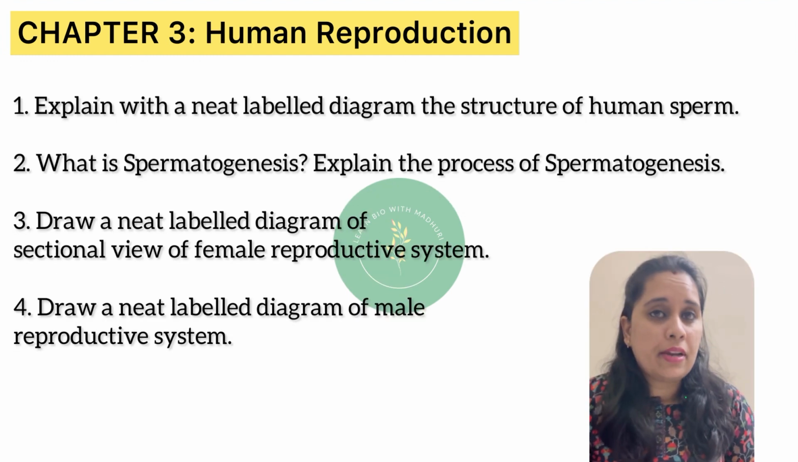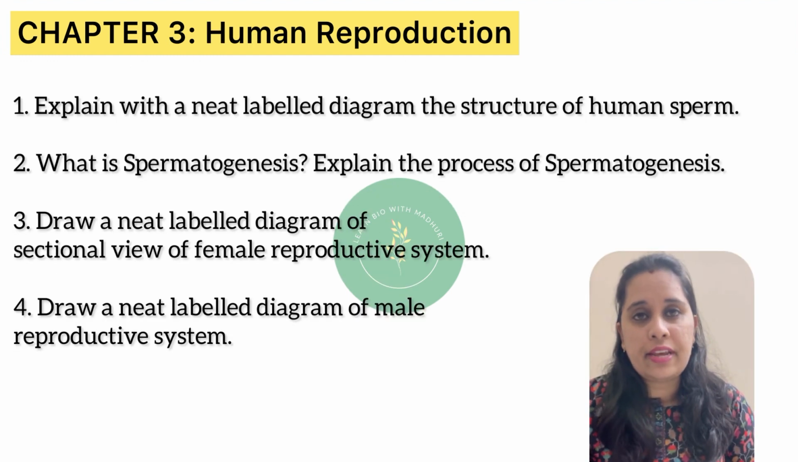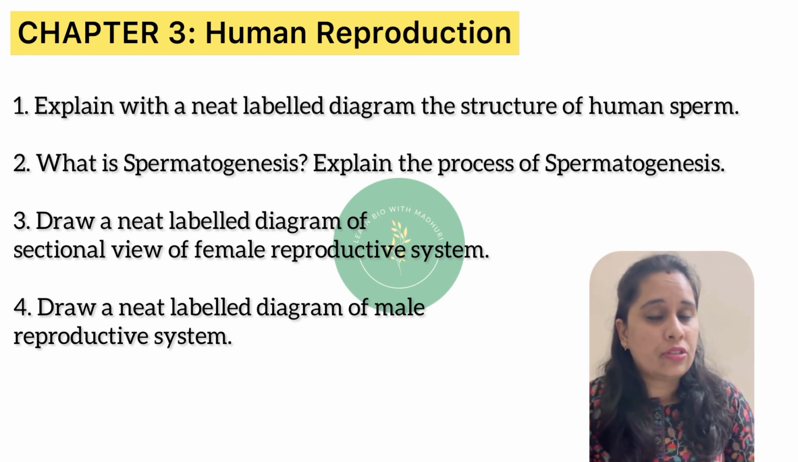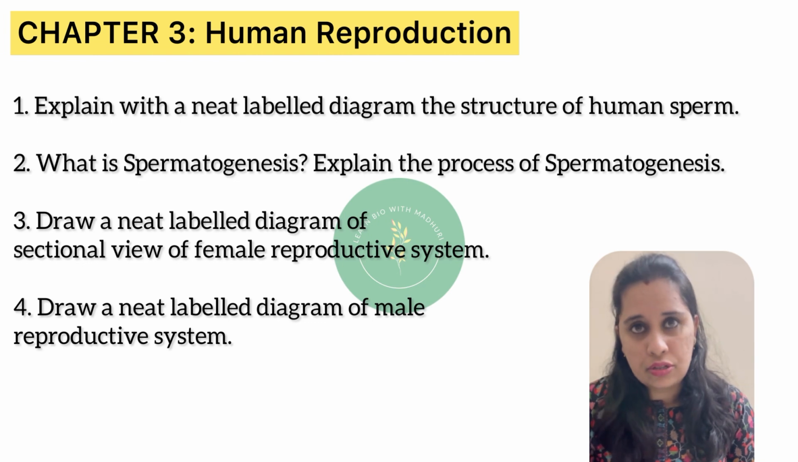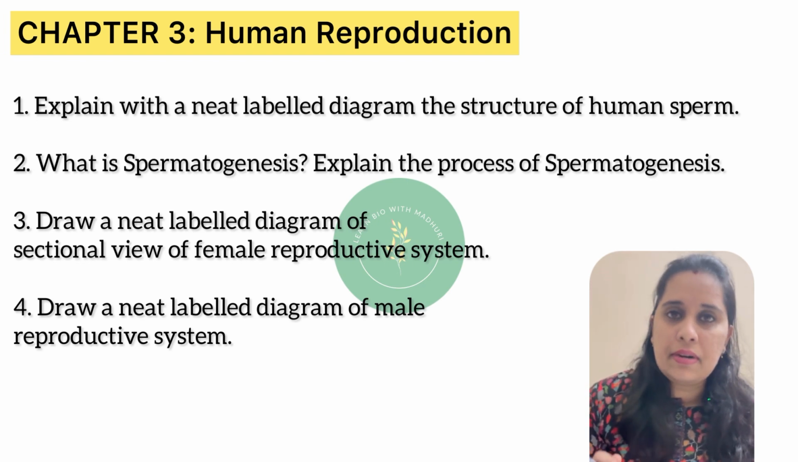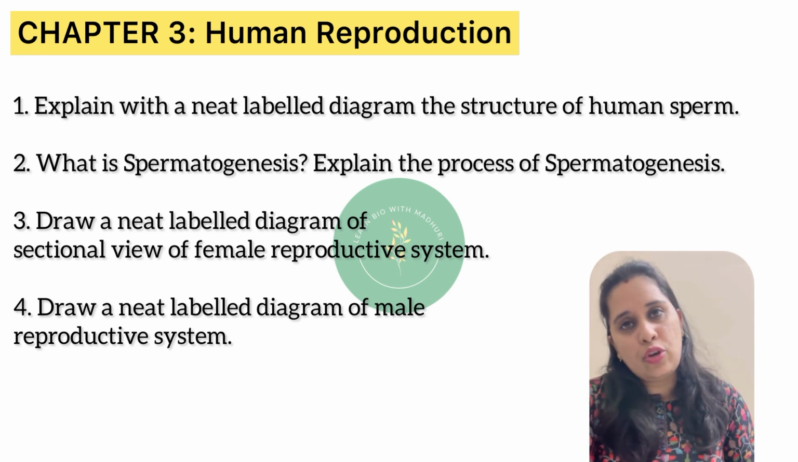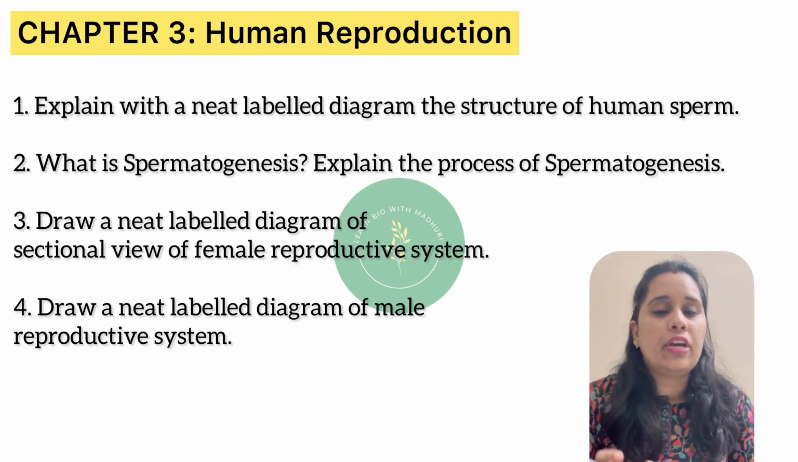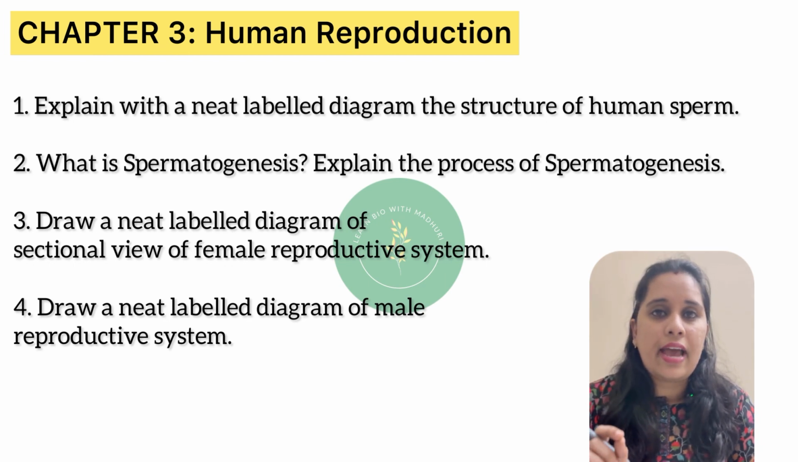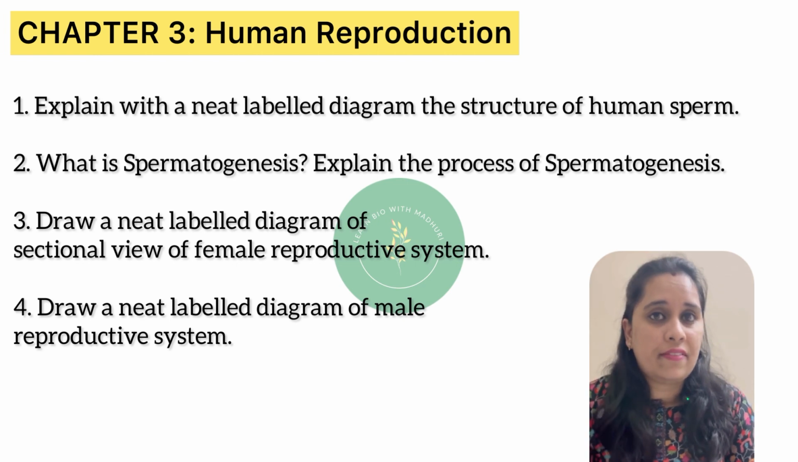Moving on to chapter number 3, human reproduction, which is once again a very important chapter. Chapter number 2 is also very important. Chapter number 3 is also very important. So first question here, as you can see on the screen, explain with a neat labeled diagram the structure of the human sperm. Okay, so here you have to draw the human sperm along with a neat labeled diagram, as well as you have to explain it very neatly.